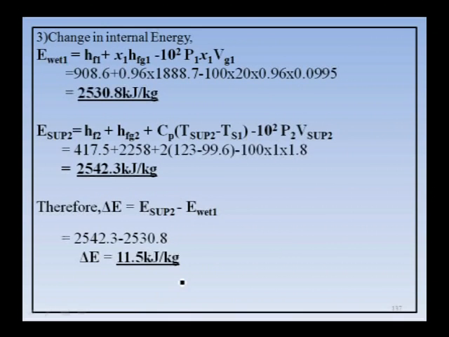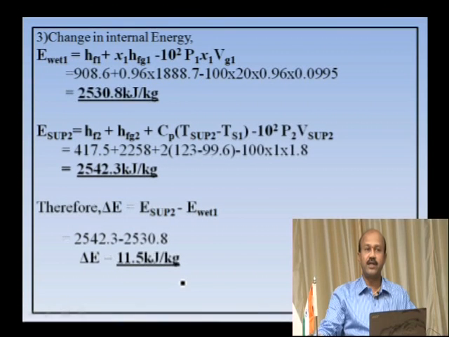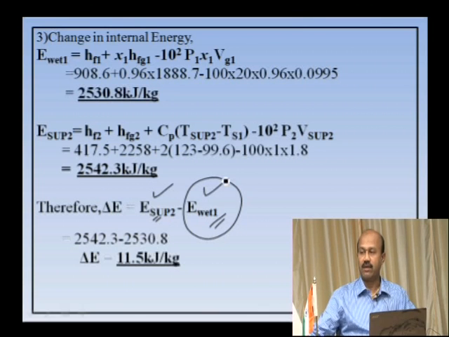Next, change in internal energy we want. Change in internal energy, delta E, is equal to final internal energy minus initial internal energy. Initially it is wet, finally it is superheated. So we know the conditions. Therefore first I must find Ewet1. What is the formula for Ewet1? Ewet1 is equal to Hwet1 minus Wwet1, that is Hf1 plus x1 Hfg1 minus work done term 10 square P1 x1 Vg1. Substitute all the values, then you will get the internal energy. The initial internal energy of wet steam is around 2530.8 kilojoules per kg. After that, the final condition is superheated, because the dryness fraction we got is 1 point something. So what is the internal energy of superheated steam? Hsup minus Wsup.